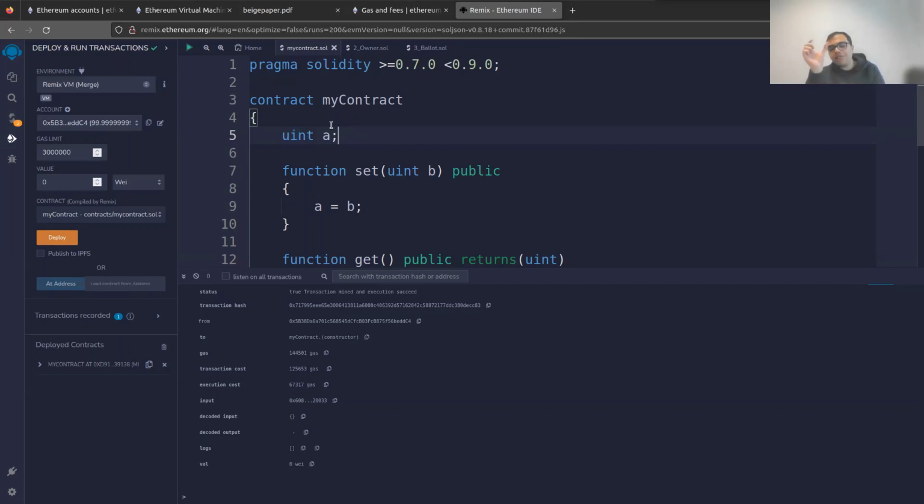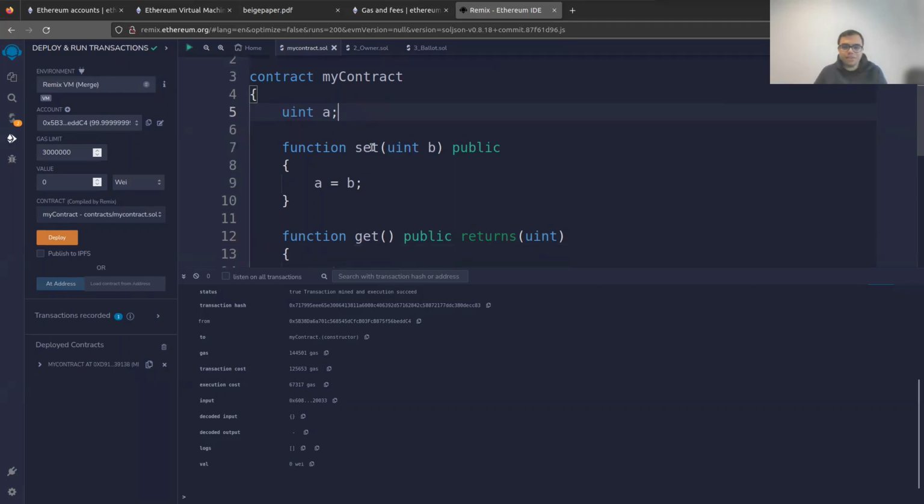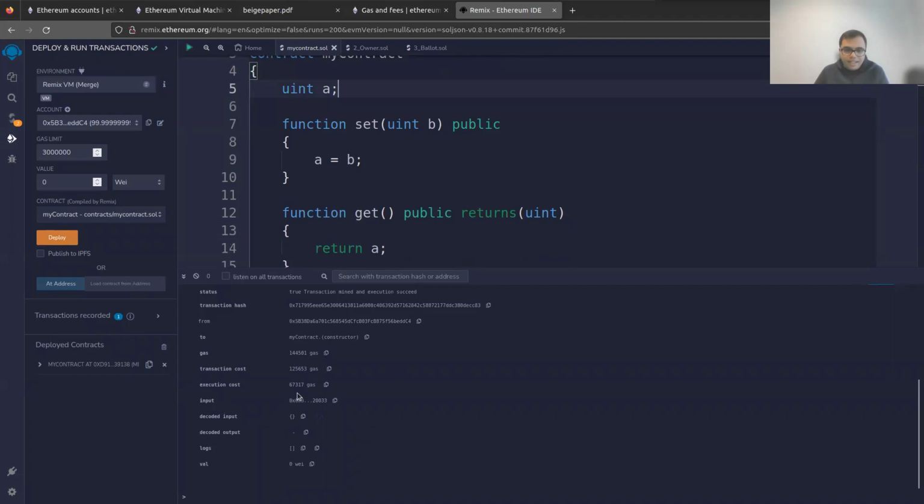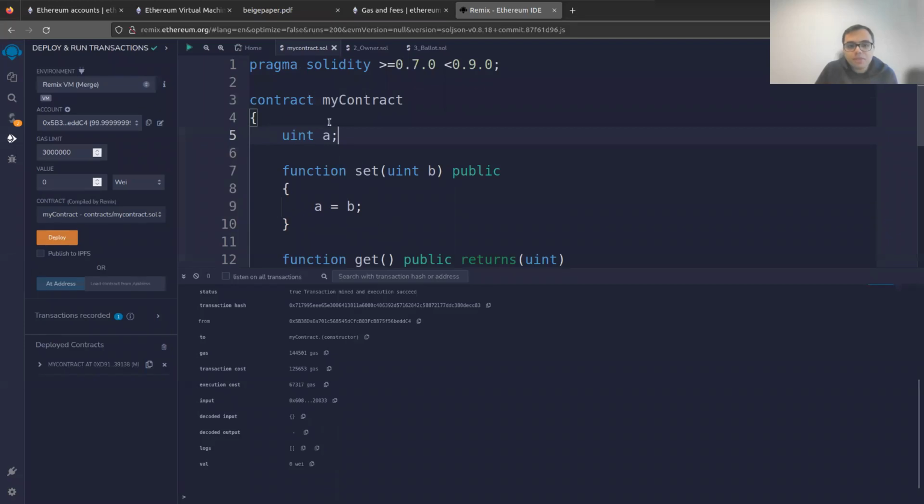Just creating that value of A and setting it to 0, which is something that is done under the hood and you're not seeing here, that causes 67,000 units of gas to be used. So you have an execution cost. But anyway, what I want you to see is that you need 144,501 units of gas to deploy this particular contract.